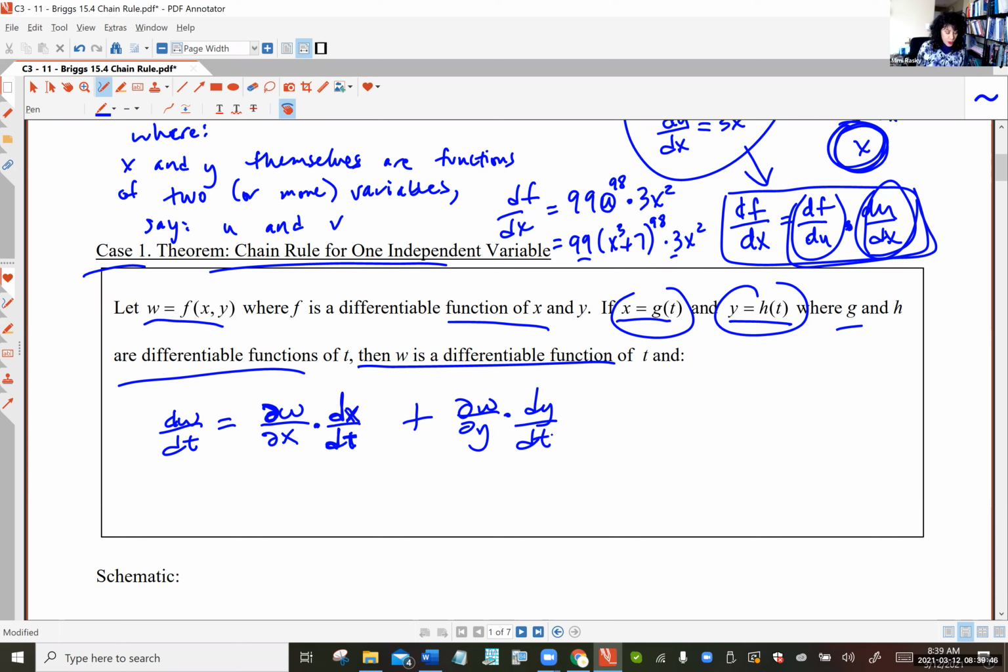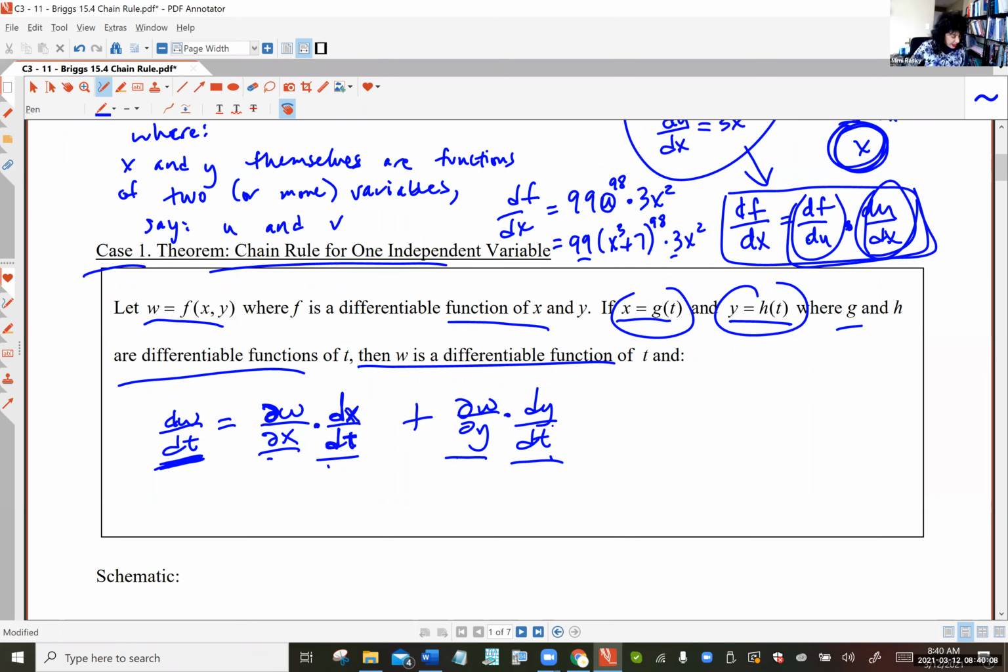So here's the weird part. It just defined the derivative of W with respect to T, and T usually represents time, but it doesn't have to. You have to come up with four different derivatives, dw/dx, dx/dt, dw/dy, and dy/dt, and put them all together according to this formula.